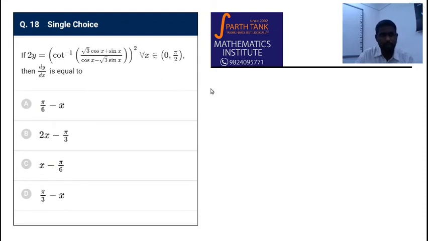If 2y is equal to cot inverse of a very complicated expression, the whole squared, then dy by dx is equal to. Now of course you know that here you shouldn't rush into trying to differentiate this, you will literally die. So therefore, let us simplify the whole thing. Let us start with the brackets inside. Root 3 cos x plus sin x by cos x minus root 3 sin x.